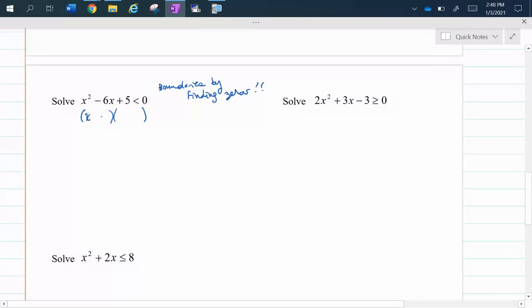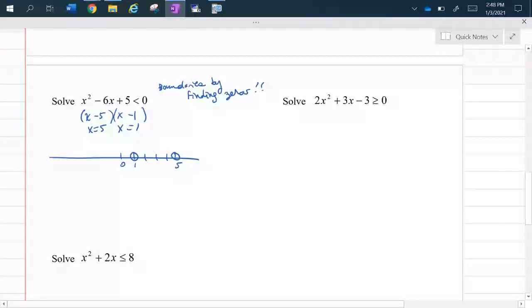So I'm going to factor this. I know that the factors of 5 that add up to -6 are -5 and -1. So if I set each factor equal to 0, because that's how I find zeros, then I get x equals 5 or x equals 1. So then I'm going to make a number line. So there's 1, 2, 3, 4, 5. Okay, so I'm going to put an open circle at x equals 1, and I'm going to put an open circle at x equals 5.